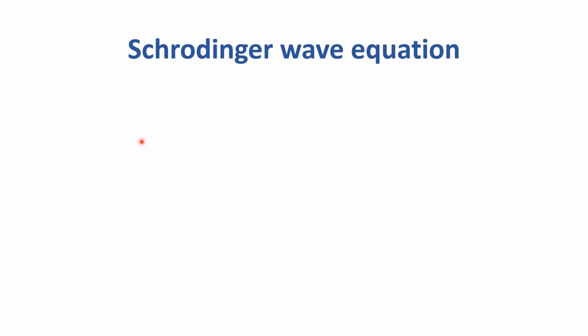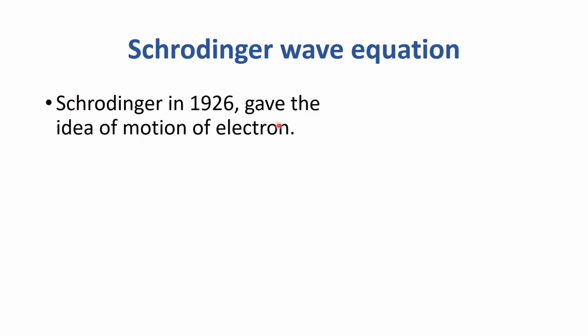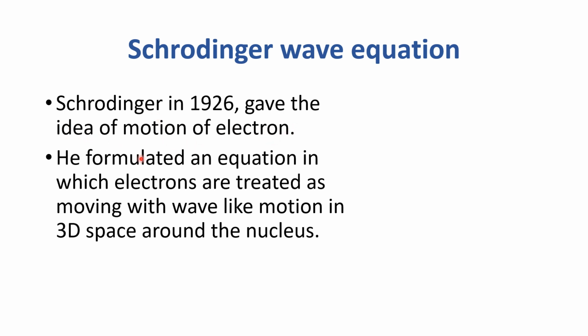Then Schrodinger came forward with his mathematical equation in order to explain the 3D motion of electrons. Schrodinger in 1926 gave the idea of motion of electron. He formulated an equation in which electrons are treated as moving with wave-like motion in 3D space around the nucleus.